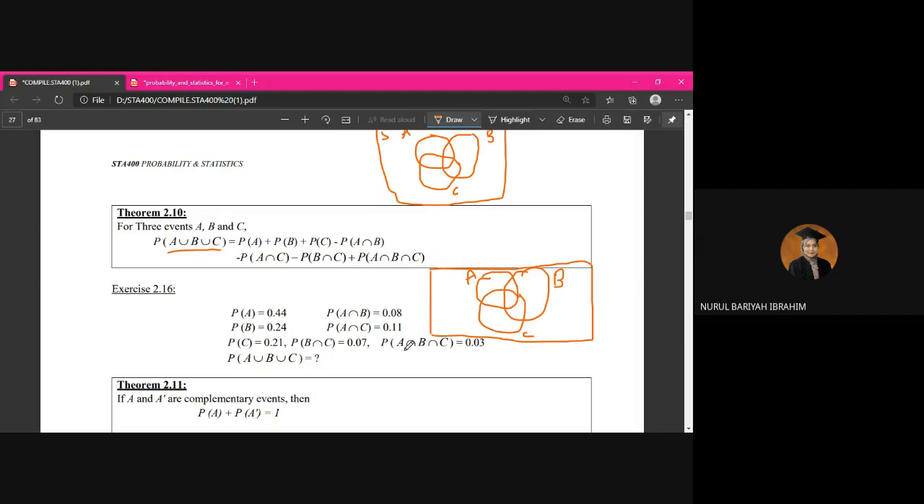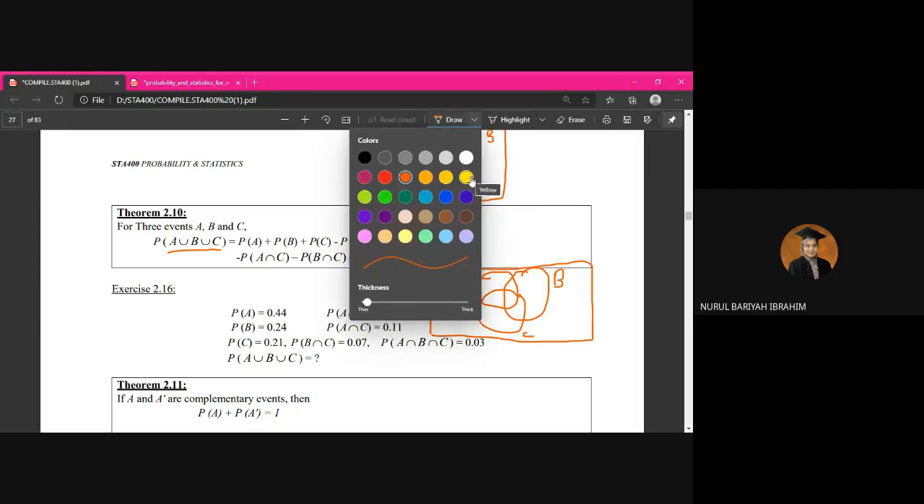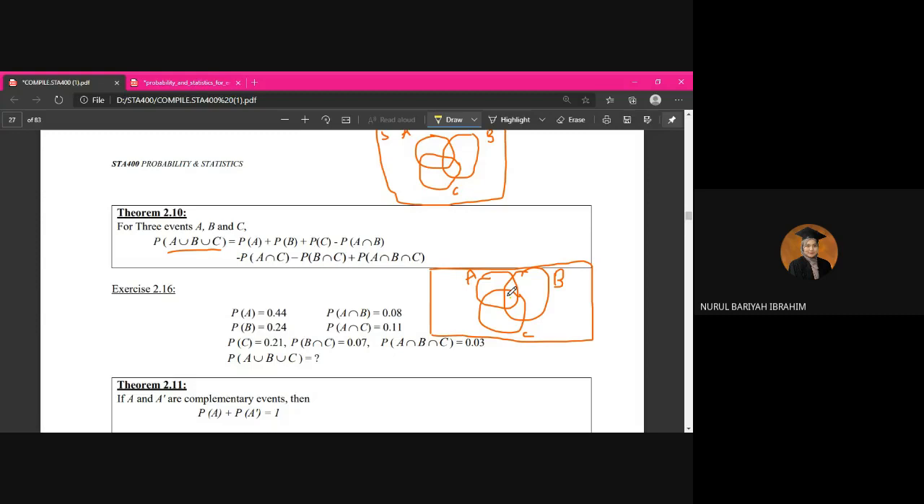You have to take the last one first. A intersect B intersect C here will be 0.03. Here 0.03, here 0.03. Okay, B intersect C, all of this, B and C, is 0.07, including this one. But here we have already taken 0.03. So this part will be 0.04. Here will be 0.04.